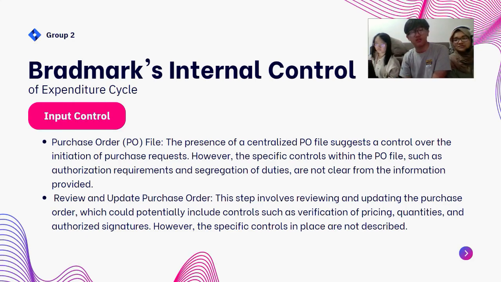The presence of a centralized PO file suggests a control over the initiation of purchase requests. However, the specific controls within the PO file, such as authorization requirements and segregation of duties, are not clear from the information provided. The second one from the input control is review and update purchase order, which involves reviewing and updating the purchase order, which could potentially include controls such as verification of pricing, quantities, and authorized signatures. However, the specific controls in place are not described.